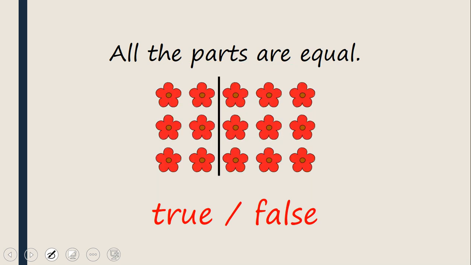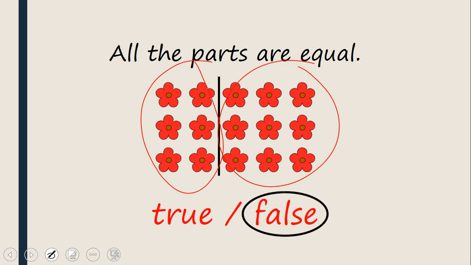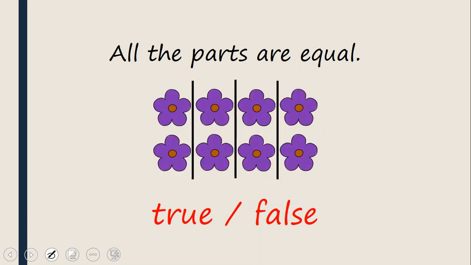What about here? We have group 1 and group 2. True or false? Are these equal? And I really hope you picked false, because in the first group there's 1, 2, 3, 4, 5, 6. In the second group there's 1, 2, 3, 4, 5, 6, 7, 8, 9. So there's 6 and 9, so it's not equal.